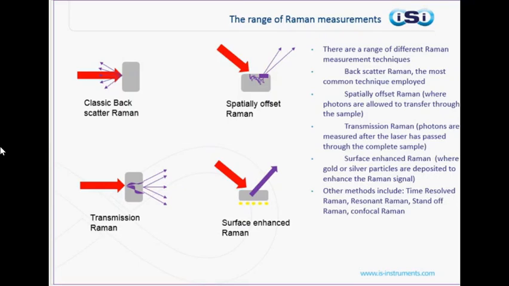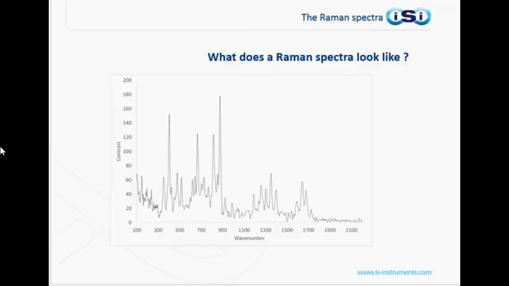There are a number of other methods for measuring Raman signals. These include time-resolved Raman, resonant Raman, standoff Raman, and confocal Raman, and many more do exist. So what does a Raman spectrum look like? Well, here we have the Raman spectra from a paracetamol tablet, and as you can see, it's very complex, corresponding to the complex nature of the molecule.